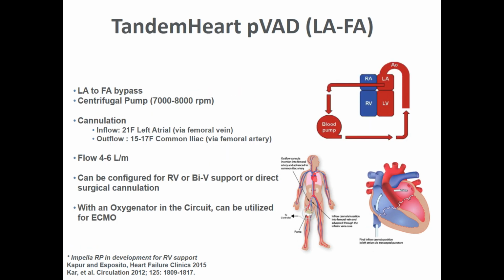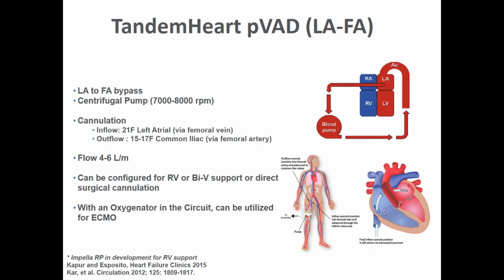The other alternative to transaortic cannulation is this approach, which is a left atrial to femoral artery percutaneous bypass using a centrifugal pump. In this case, through a large transeptal cannula, a cannula is placed directly in the left atrium to deliver blood to the pump. The outflow is then restored to the femoral artery. So this becomes a way of providing left atrial to femoral bypass.